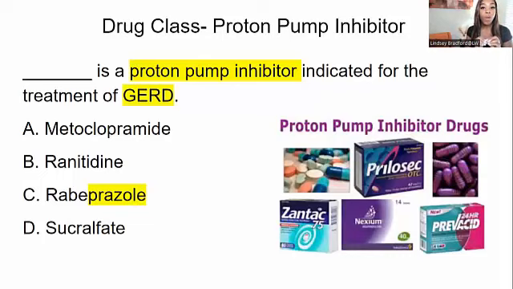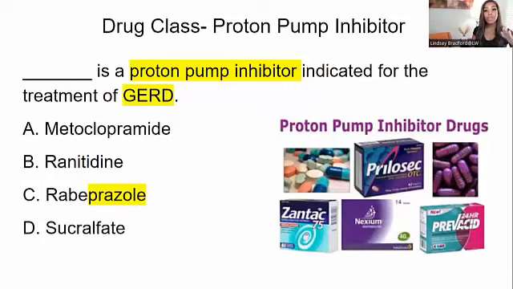What is it used for? It is used to treat GERDs, right? And it says that the proton pump inhibitor drugs are Prilosec, Zantac, Nexium, and Prevacid. Those are all brand names that you hear on commercials. You hear them, they're OTC. You can buy them over the counter.